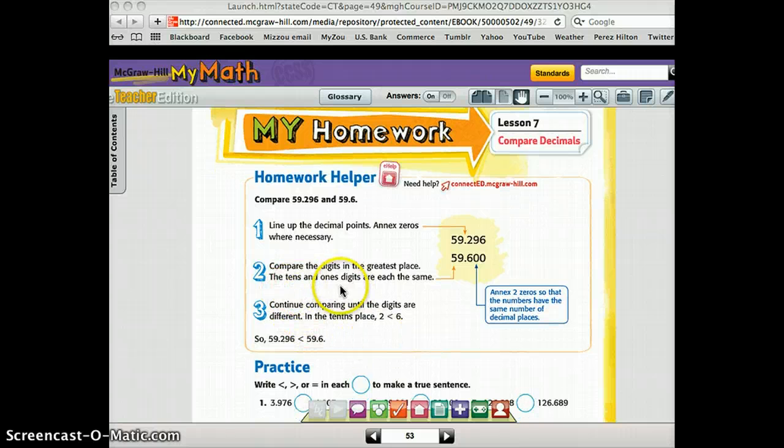Compare the digits in the greatest place. Then the tens and ones are the same in this case. So then you're going to compare until they're different. So we'll go to the tens place. Okay, they're different here. So then you have to look at and see that this 6 is larger than the 2. So 59 and 6/10 or 600 thousandths is the greater decimal.